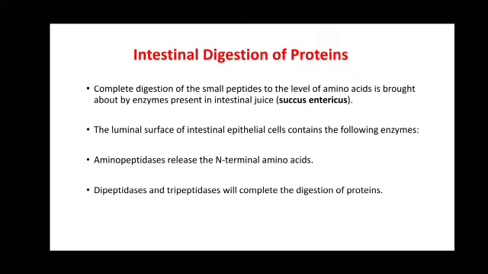And in the intestinal digestion of proteins, complete digestion of the small peptides to the level of amino acids is brought about by enzymes present in intestinal juice, that is succus entericus. The luminal surface of intestinal epithelial cells contains the following enzymes: aminopeptidases release the N-terminal amino acids, and dipeptidases and tripeptidases complete the digestion of the protein.